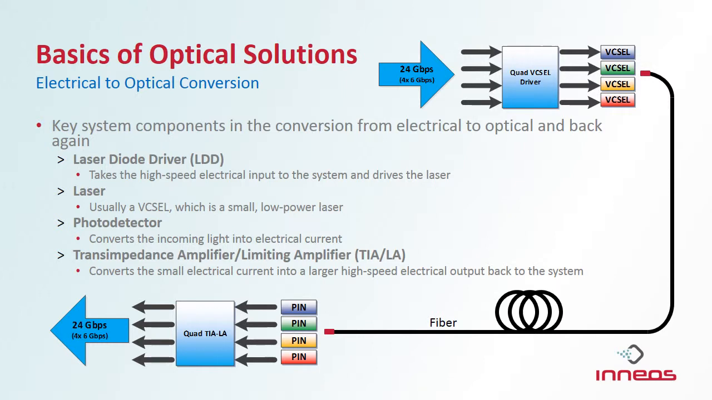The primary purpose of a video over fiber converter is to convert the electrical signals to optical and then back again. The goal being that you just plug in the electrical connectors and all this conversion is done in the background. There's four key components in that system. There's a driver, which converts the high-speed signals to something that can drive a laser, which is usually a VCSEL, a small, low-power laser in the system, which then goes to a photodetector that converts the light back to electrical. And then there's a transimpedance and limiting amplifier in the system that converts that small electrical signal back to a much larger one that can drive the system.